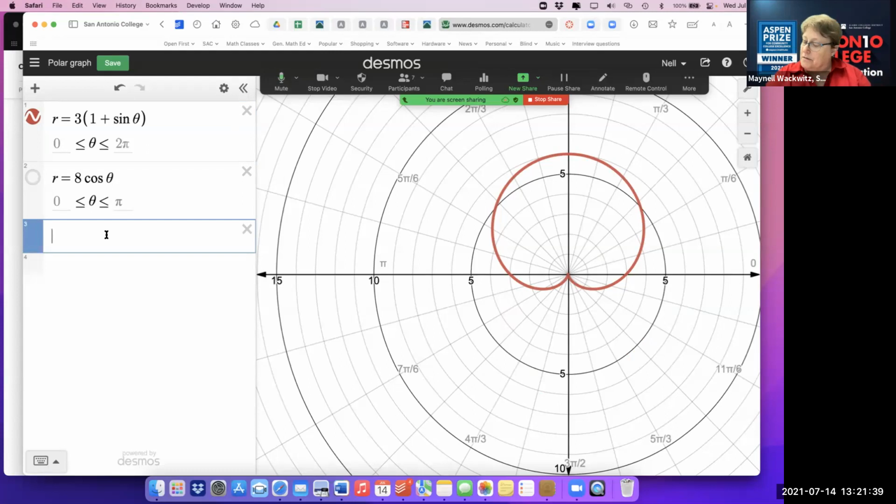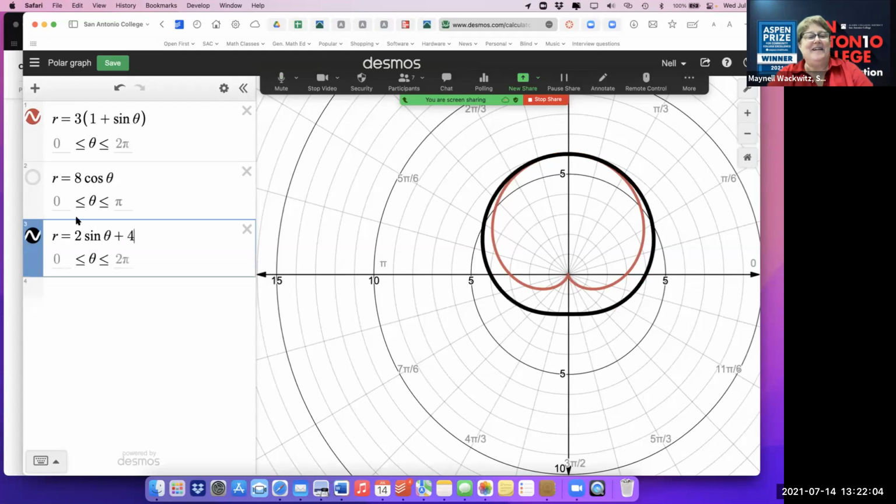What about a limaçon? R is equal to A cosine theta plus B, or A sine theta plus B. R equals, somebody tell me a smallish number. 2 sine theta, and another smallish number. 4. Okay, let me lose that one. Now, we've got a limaçon. Do you see that it's like a circle, only flat?